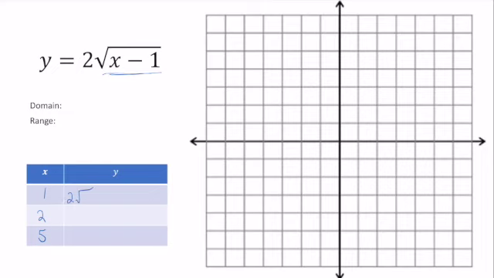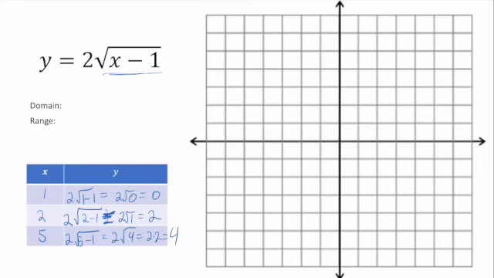So now I'm going to take 2 times the square root of 1 minus 1, which is just going to be 2 square root of 0, so 0. I'm going to have 2 times the square root of 2 minus 1, which would give me 2 times the square root of 1, which is 2. I've got 2 square root of 5 minus 1, which is 2 times the square root of 4, which is 2 times 2, which is 4.